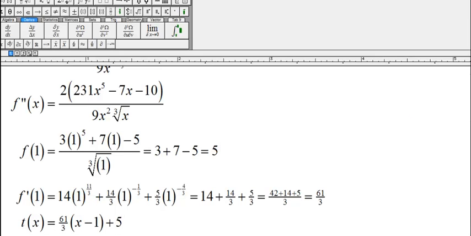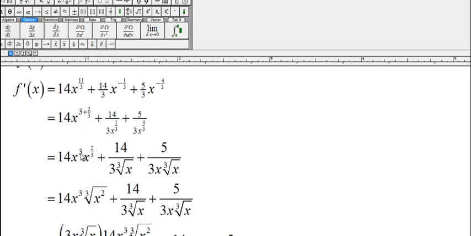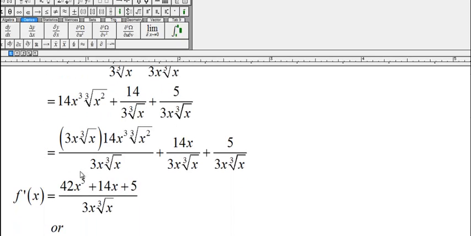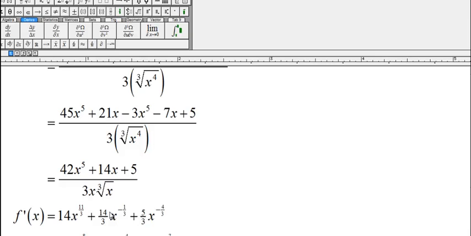Okay, let me go back over those. You might want to write them down. So there's the original f of x, which is 3x to the 5th plus 7x minus 5 over the cube root of x. We have the derivative, which we saw in a couple different forms, but say the final form might be 42x to the 5th plus 14x plus 5 over 3x times the cube root of x. We found it 2 different ways.